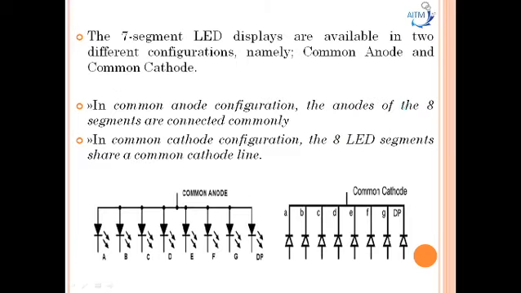Now the 7-segment LED displays are available in 2 different configurations, namely common anode and common cathode. In a common anode configuration, the anodes of the 8 segments are connected commonly, and in a common cathode configuration, the 8 LED segments share a common cathode line here.